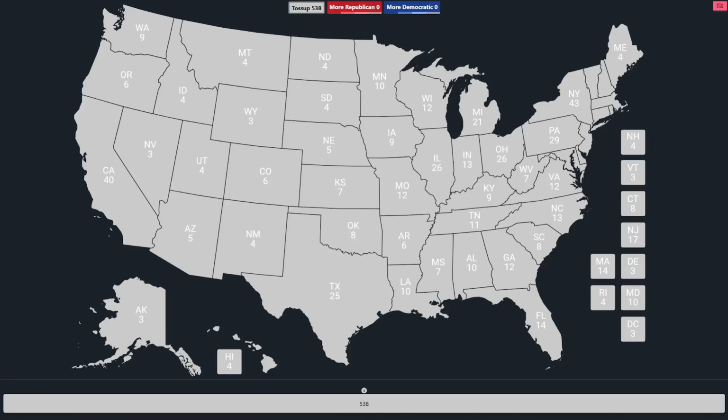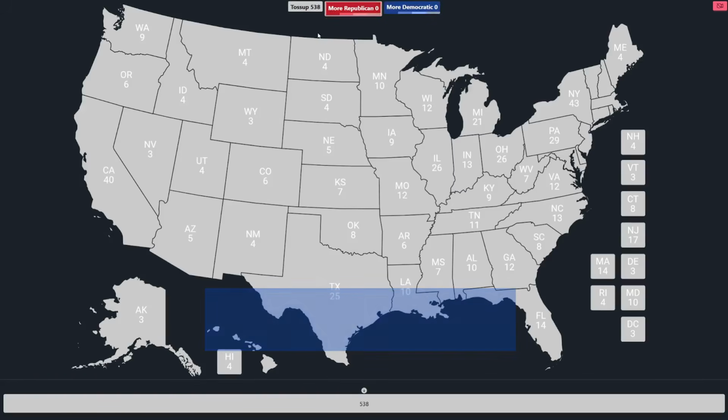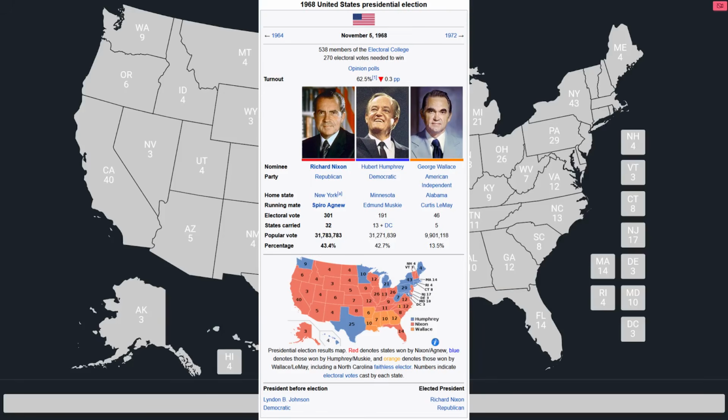Today, let's see how each state voted relative to the national popular vote in the 1968 election. We'll see if any states were bluer and voted to the left of the country, or if they were redder and voted to the right. So there's not going to be a spreadsheet, but we're going to take a look at the background. Let's pull up the 1968 election.